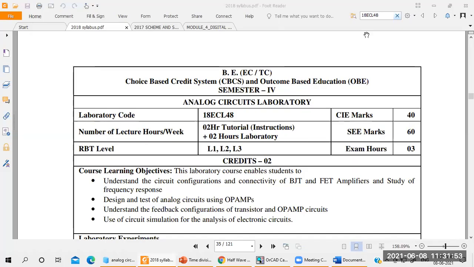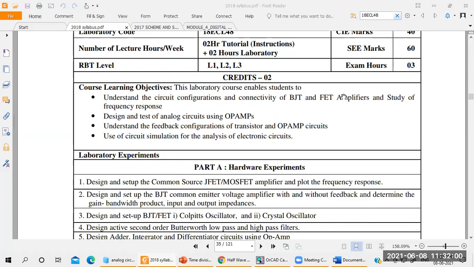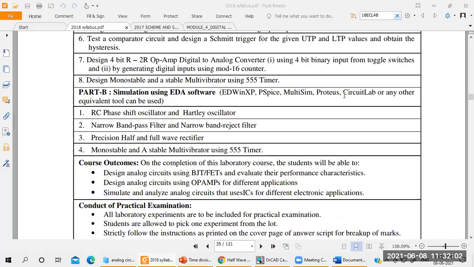Yes, students. Today we'll discuss the analog circuit lab experiment. In previous lab videos, we discussed the RC phase shift oscillator, Hartley oscillator, narrow band pass filter, and narrow band reject filter. So today we'll start with experiment number 3, that is the precision half and full wave rectifier.